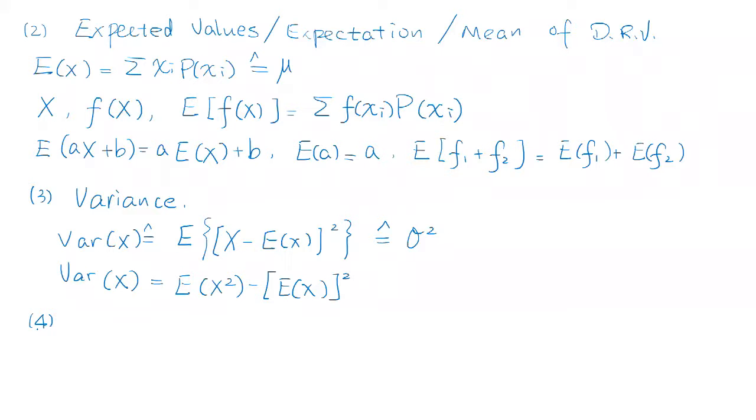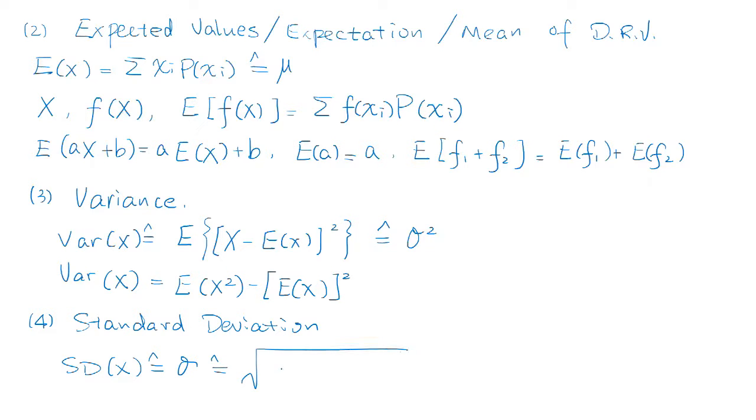And fourth, we learned what a standard deviation is, which is SD(X), denoted by sigma. By definition it is the square root of the variance of x. Okay.